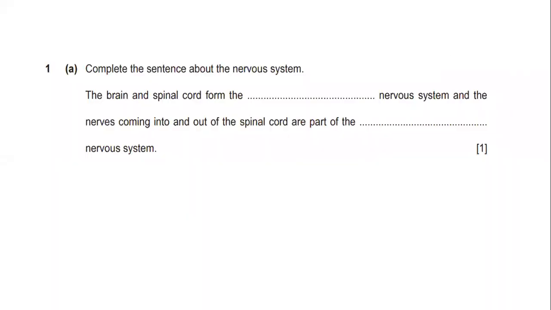Complete the sentence about the nervous system. The brain and spinal cord form the central nervous system. And the nerves coming into and out of the spinal cord are part of the peripheral nervous system.